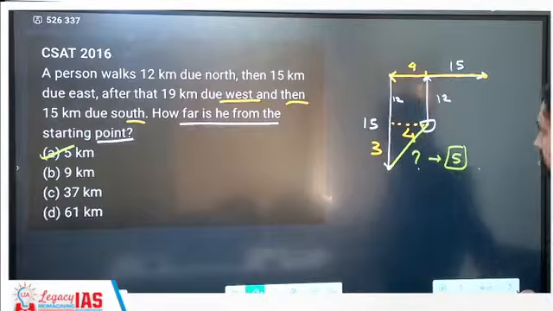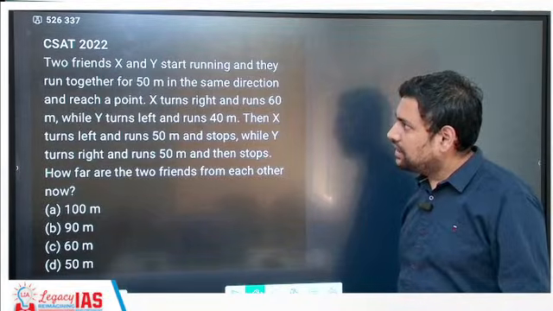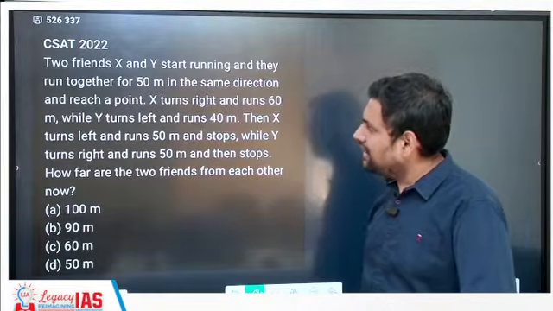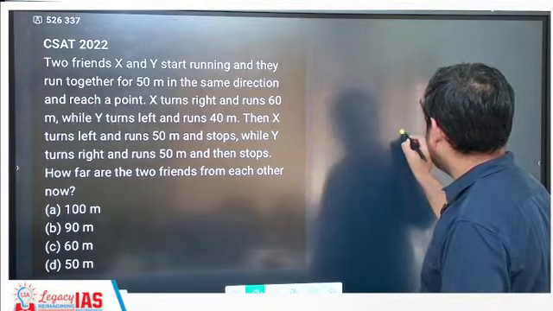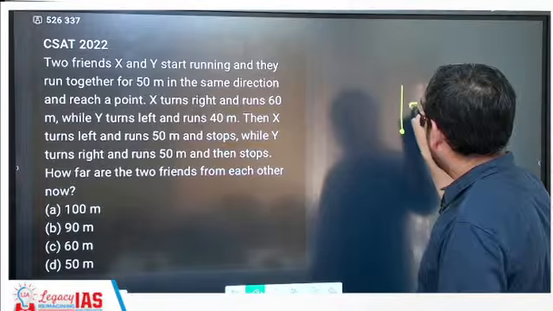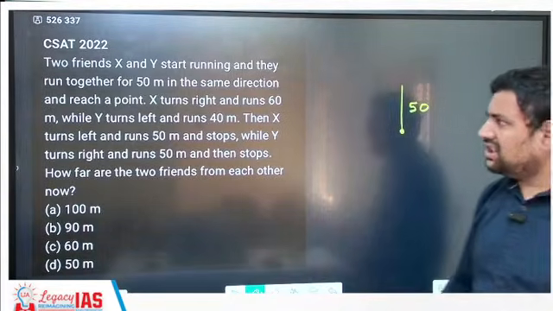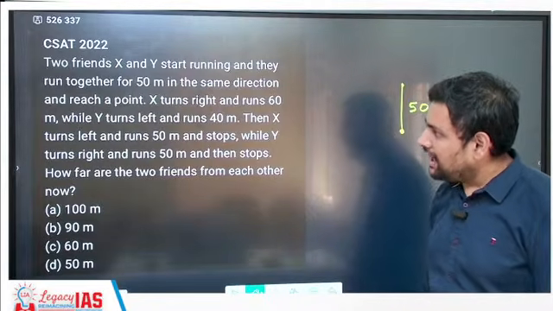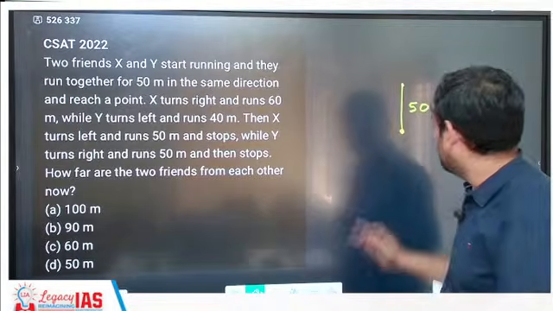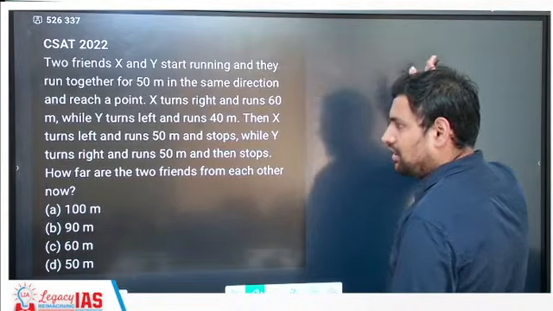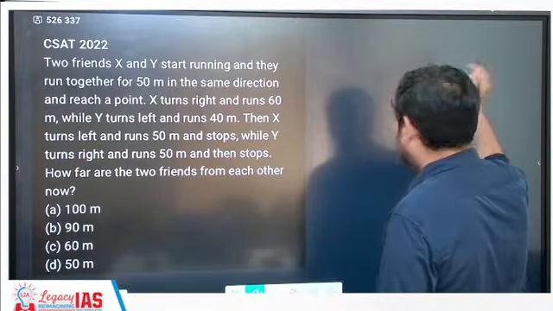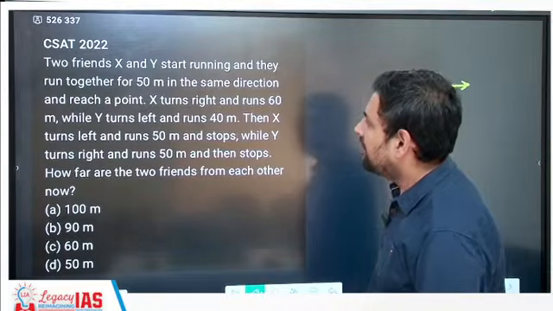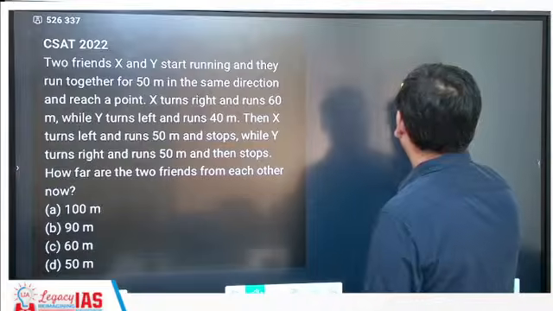Then let's do another. So it says two friends X and Y start running and they run together for 50 meter in the same direction and reach a point. So now X and Y start running. They both run 50 meter together in the same direction and they reach a point. Okay, this is that point. Then X turns right and runs 60 meter from here. So from here, let's say they have reached north. Now X goes 60 meter right. So I make X, he goes 60 meter right. Then Y turns left and runs 40 meter. So this is Y I am drawing.